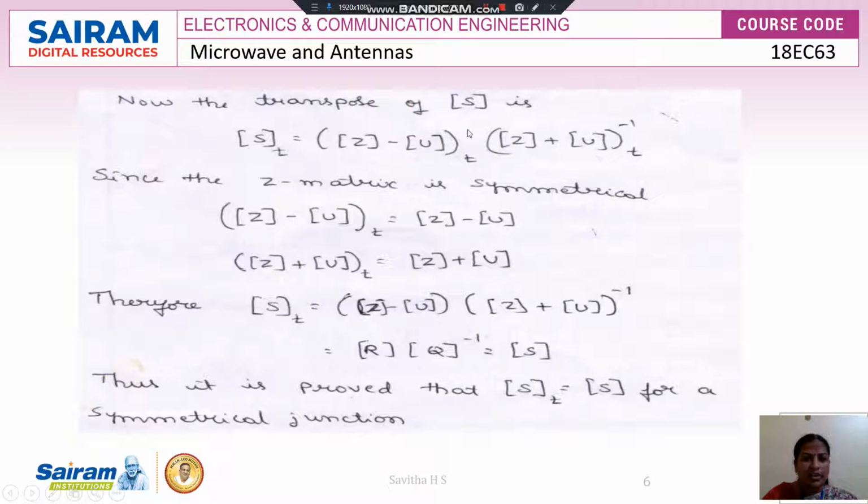Now the transpose of S is given by S transpose is equal to (Z minus U) transpose and (Z plus U) inverse transpose. Since the Z matrix is symmetric, I can write (Z minus U) transpose is equal to Z minus U and (Z plus U) transpose is equal to Z plus U. So S transpose can be written by replacing the transpose with Z minus U, and here Z plus U. This expression we have already taken as R, and this expression we have taken as Q. So this is Q inverse R, and this is equal to S. Thus it is proved that S transpose is equal to S for a symmetric matrix.